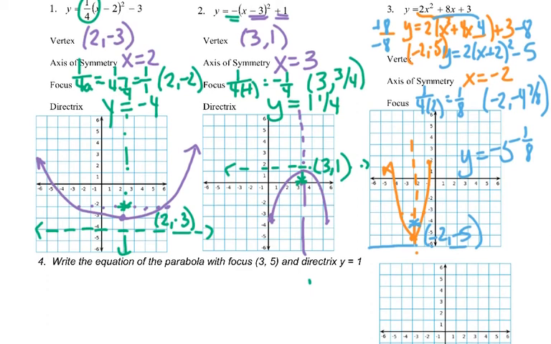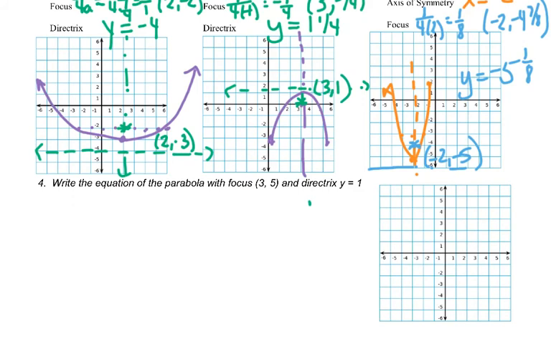Last question. So the last one reverses it. Instead of giving you what I call the equation and you finding the stuff, now it's giving me stuff and I find the equation. So it says the focus is 3, 5. I always do kind of a star for my focus. The directrix is y equals 1.